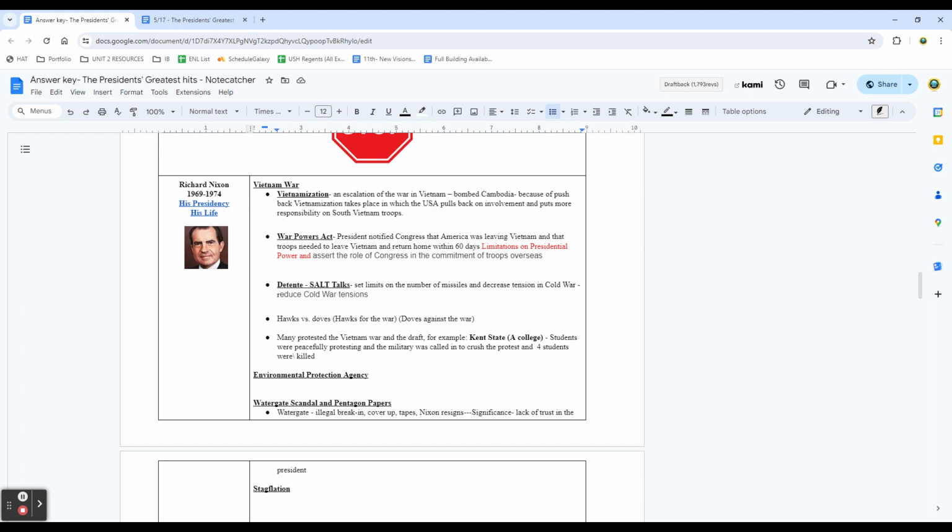You should also maybe make a note of the War Powers Act. This is going to mean that the president must notify Congress and return troops within 90 days or have congressional support for troops overseas. This will be an issue throughout later presidencies too.